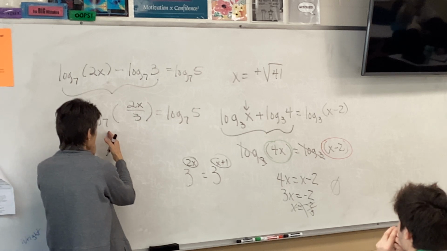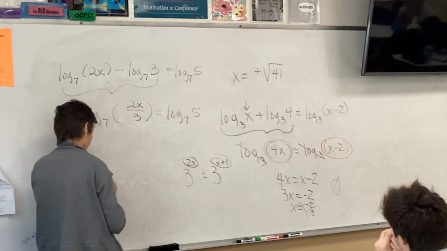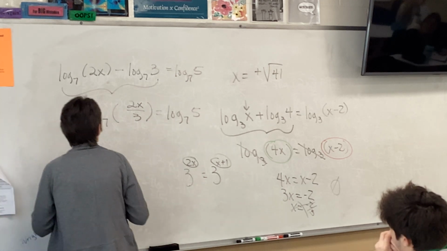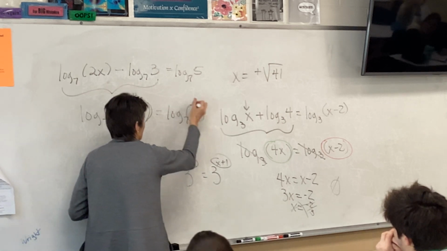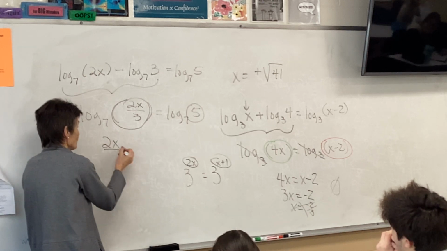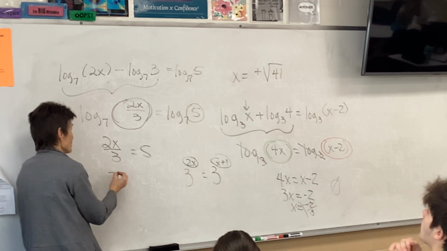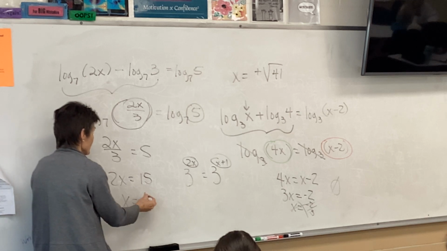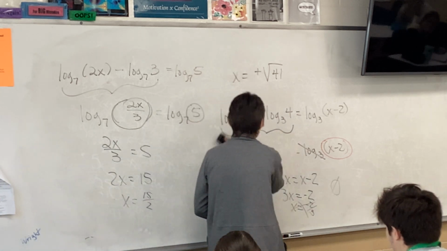Okay, now, look at what you've got. You have the log base 7 of this equal to the log base 7 of this. So what am I going to say? 2x over 3 equals 5. So 2x equals 15, and x equals 15 halves. Quit yawning, we have one more to go.